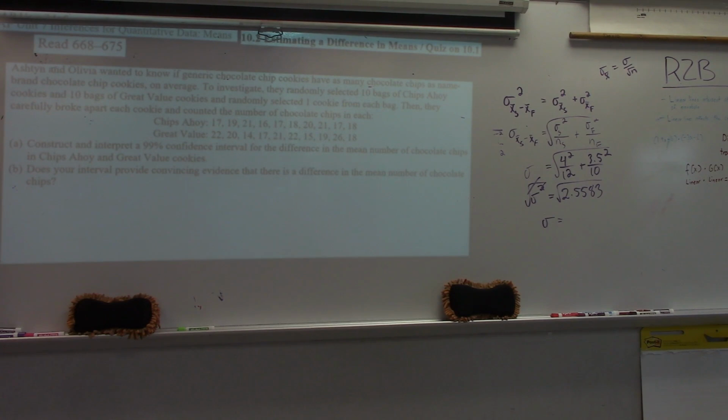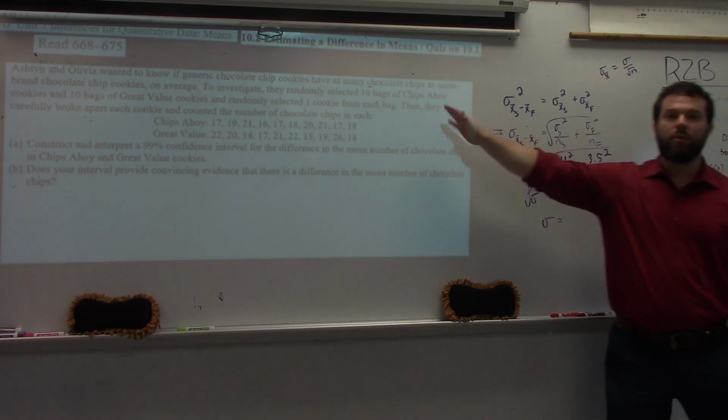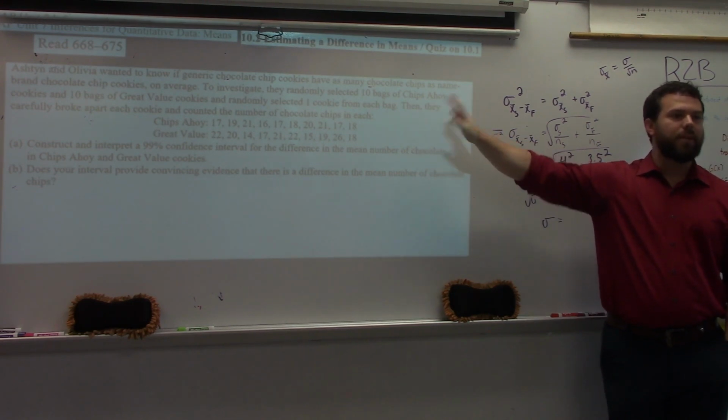Chips Ahoy, Great Value, right? So we see the number of samples there, 1 sample, 2 sample. And so now we go to that right side. Do we have independent samples or paired samples? I would say they are independent. One's Chips Ahoy, one's Great Value. They're not paired together. They're independent samples.